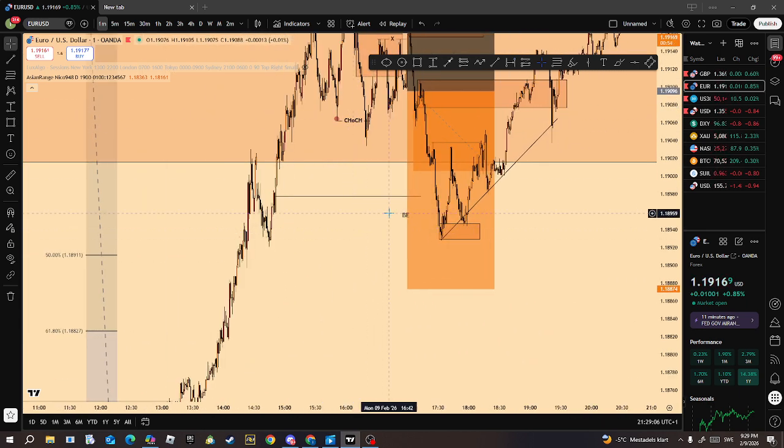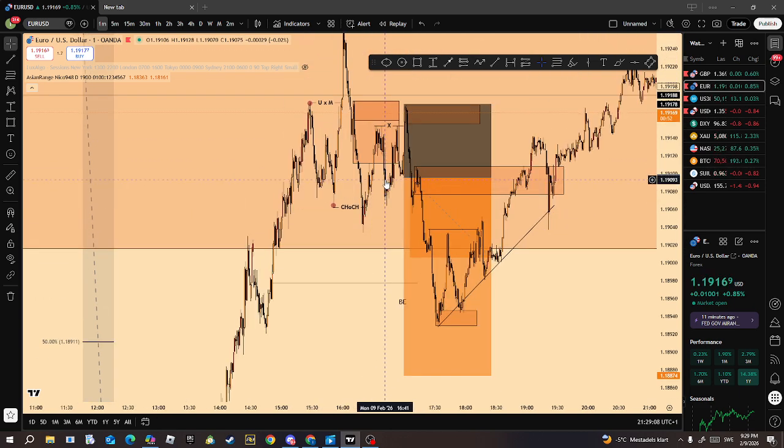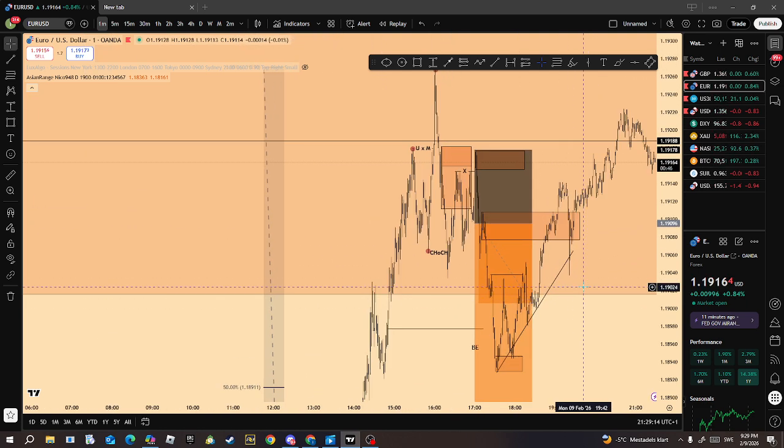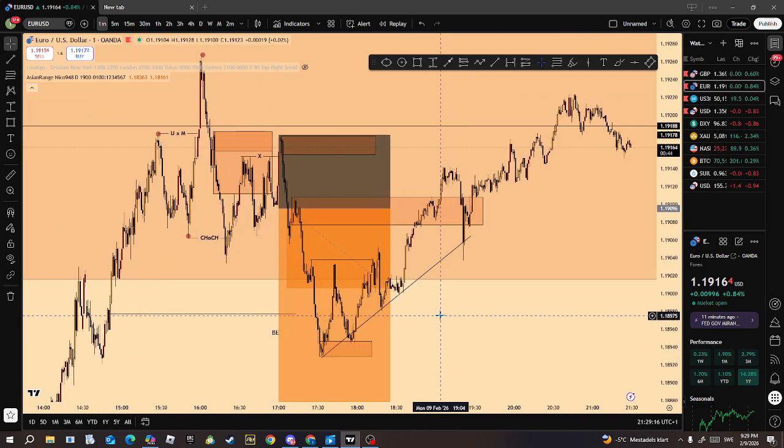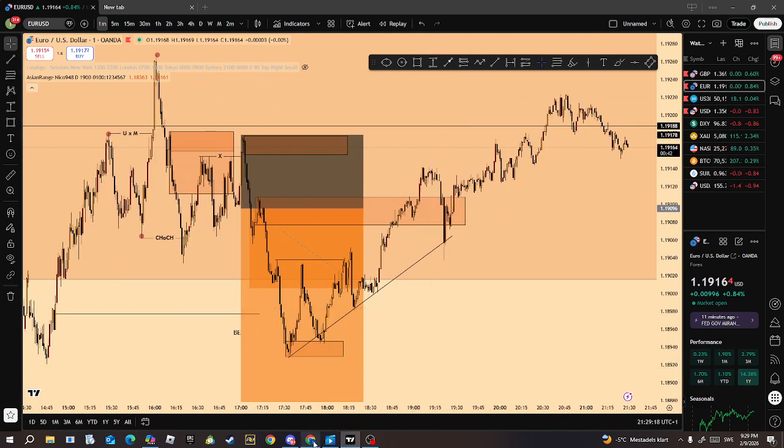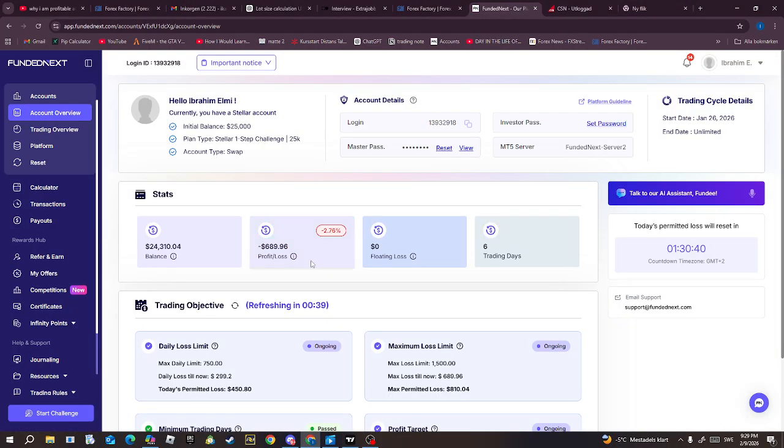Okay, so here this trade was a counter trade, or reversal, if you want to call that. So this is how it went, and now I'm like 3% down. I think I'm down, as you see, nearly 3%, and I've been trading this account for 6 days now.